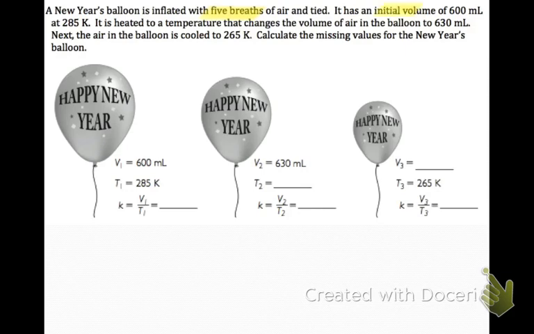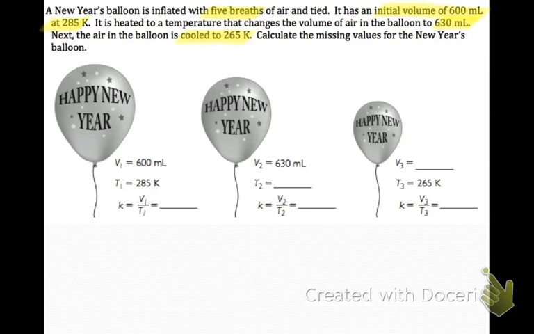It has an initial volume of 600 milliliters at 285 Kelvin. It's heated to a temperature that changes the volume of air in the balloon to 630 milliliters. Next, the air in the balloon is cooled to 265 Kelvin. Calculate the missing values for the New Year's balloon.